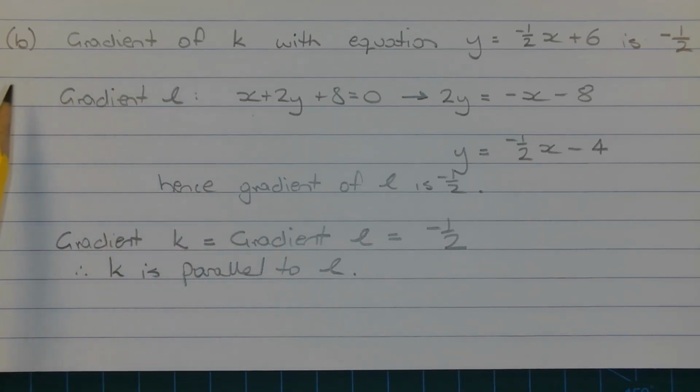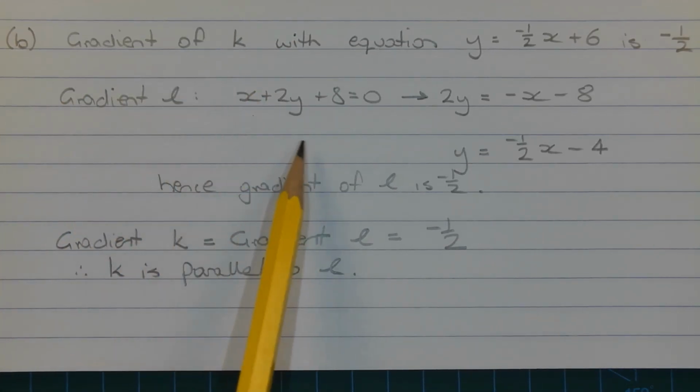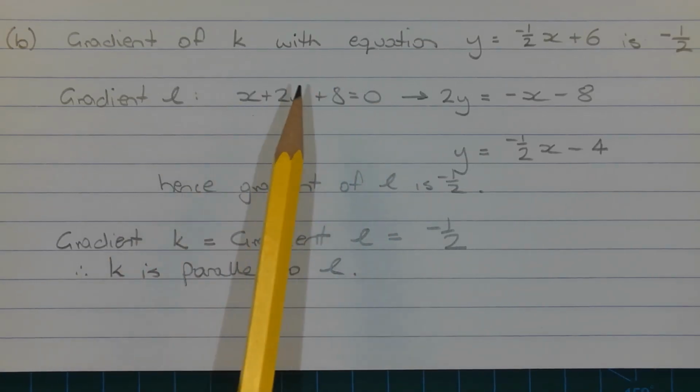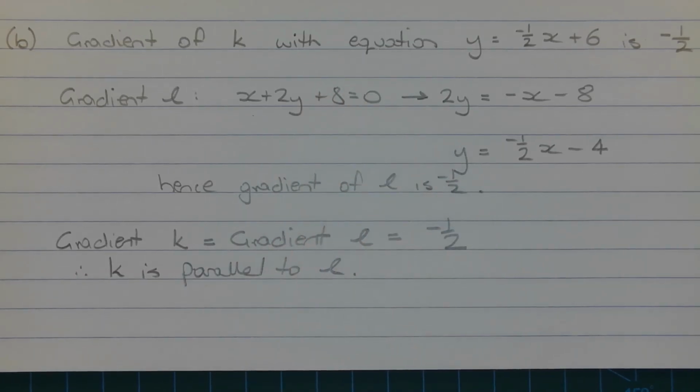Now to find the gradient of line L, we need to rearrange its equation, which is currently in general form, and we need to express it in gradient intercept form, in the form y equals mx plus c. So firstly, making 2y the subject, we can move the x and the 8 over to the right hand side, and we get 2y is equal to negative x minus 8. Then dividing all terms by 2 to make y the subject, we get y is equal to negative 1 over 2 times x minus 4.